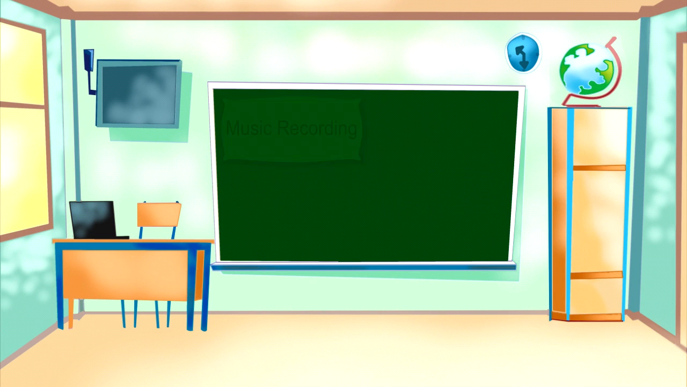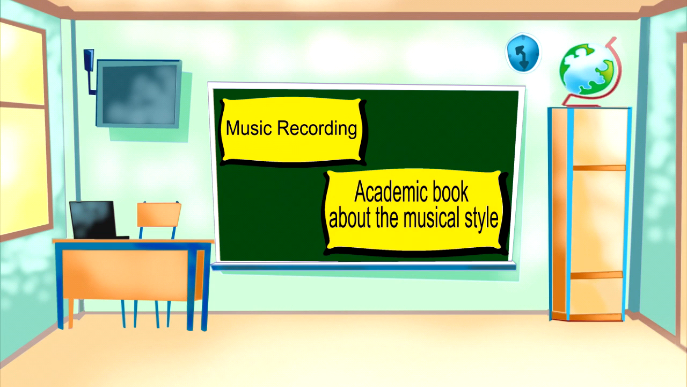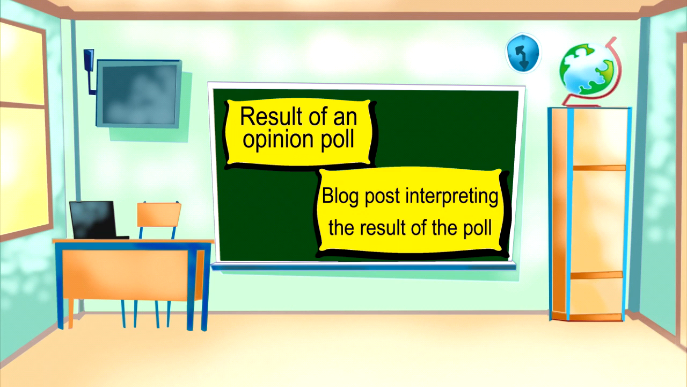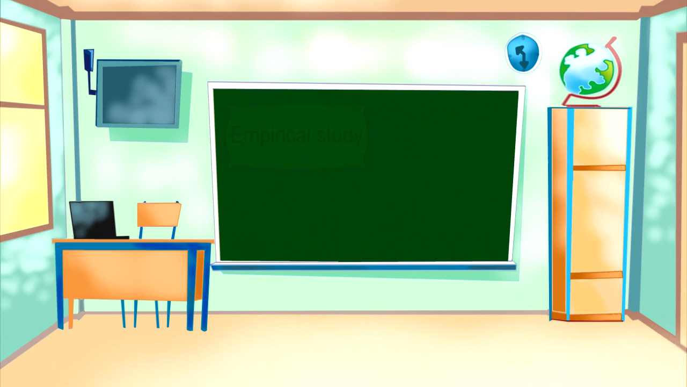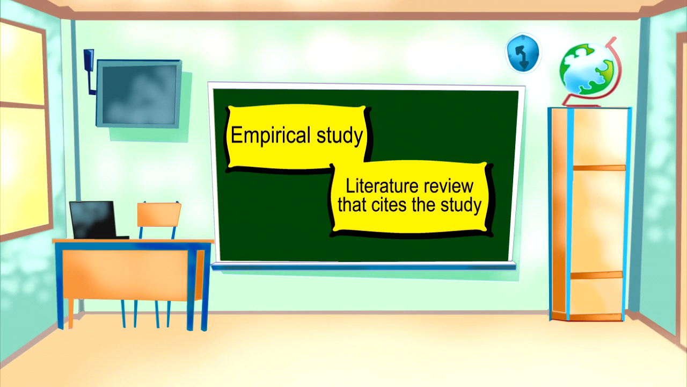If you have music recordings as primary source, your secondary source should be academic book about the musical style. If you have results of an opinion poll as primary source, your secondary source should be blog post interpreting the results of the poll. And if you have empirical study as primary source, your secondary source should be literature review that cites the study.